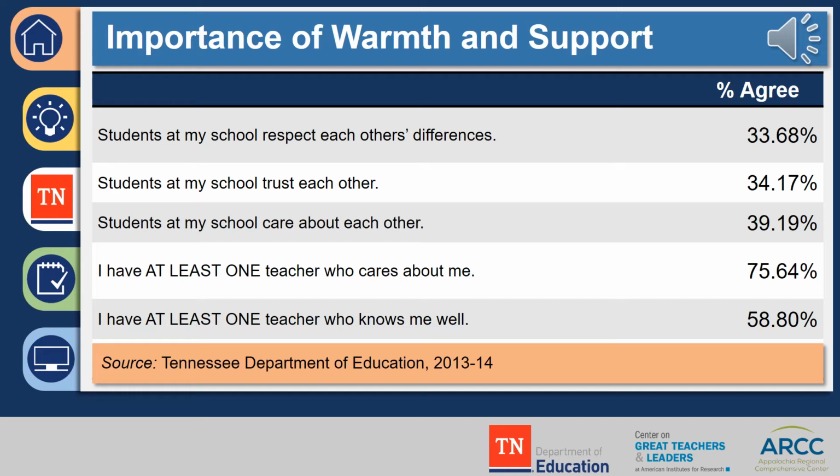Although there appears to be a lack of trust or concern among student-student relationships, the story is slightly better for student-teacher relationships, where 75% of students agreed or strongly agreed that they had at least one teacher who cared about them, and 59% agreed or strongly agreed that they had at least one teacher who knew them well. As teachers, we can create a positive classroom climate and culture for students to feel supported, cared for, and connected, which has a dramatic effect on students' social and personal competencies.